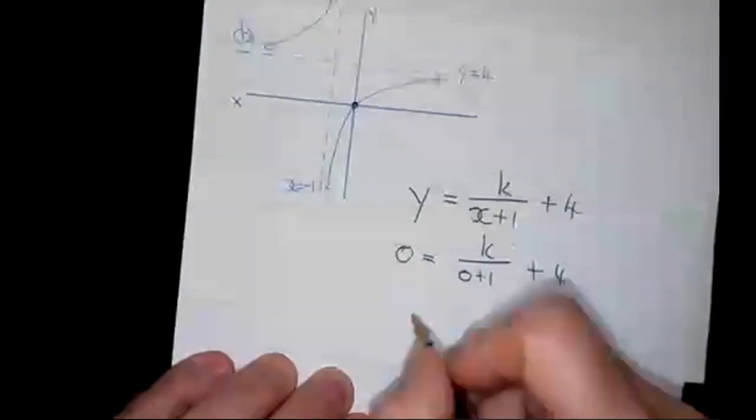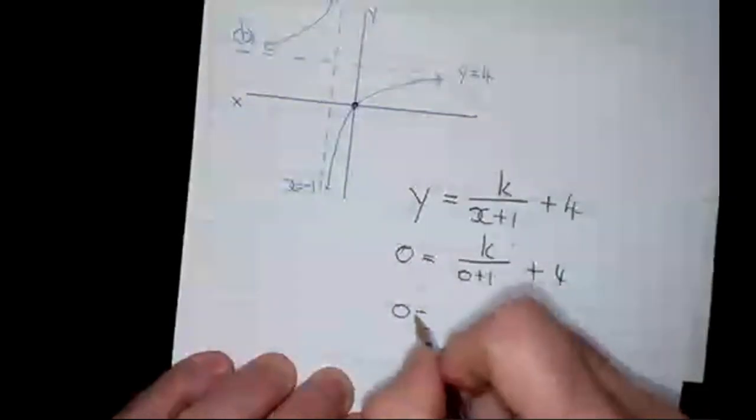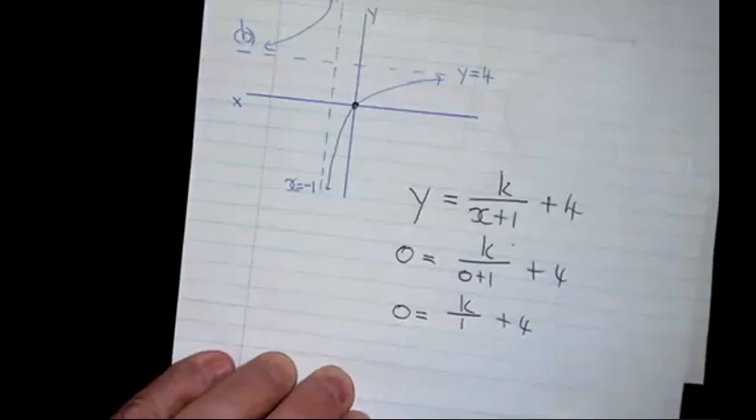So we substitute it like that. 0 into x, 0 into y, because it goes through the origin. Let's just simplify this thing and make it a grade 8 question. So we have k over 1 plus 4. That's too easy for us. Minus 4 equals k. That's too easy for us. Yes.